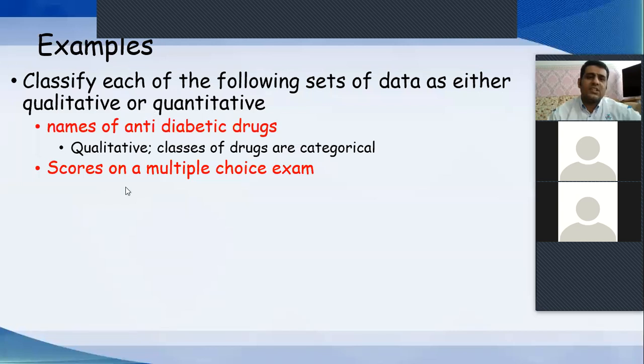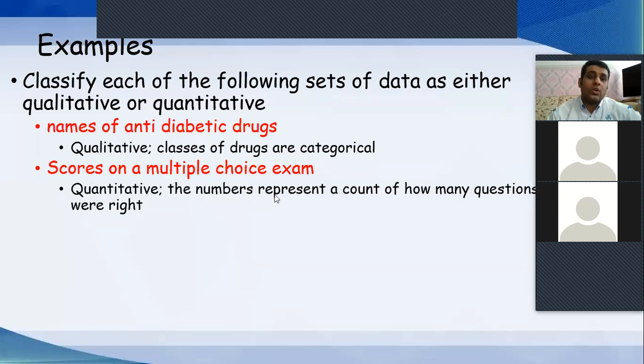Then the second one is the score on a multiple choice question. Let's say you have a 20 marks multiple choice question, how many of you are having 18 marks, how many are having 15 marks, how many are having 10 marks? These are numbers. So this data will be considered as numerical data, or quantitative data, because it is a quantity in numbers. So it is considered as quantitative data.